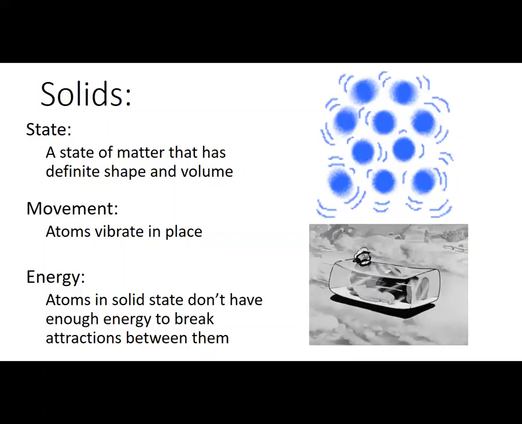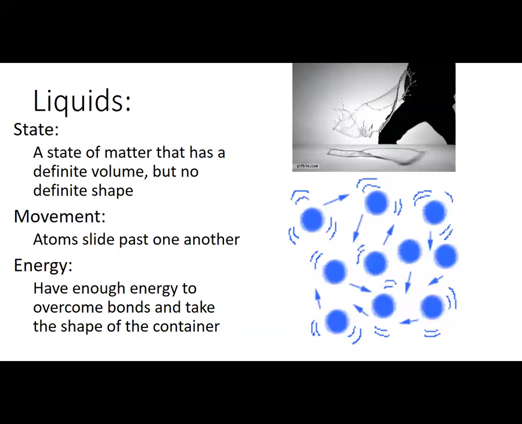So what does that mean in terms of the atoms? Well, it means it's going to turn into a liquid. A liquid is defined as a state of matter that has a definite volume, but no definite shape. So what do I mean? Well, a gallon is going to be a gallon, whether it's in a jug shape, a pitcher shape, or a flat on the floor shape. The amount of liquid doesn't change.